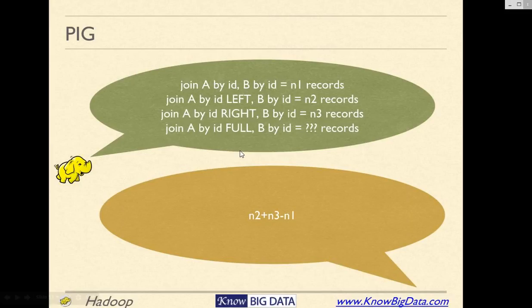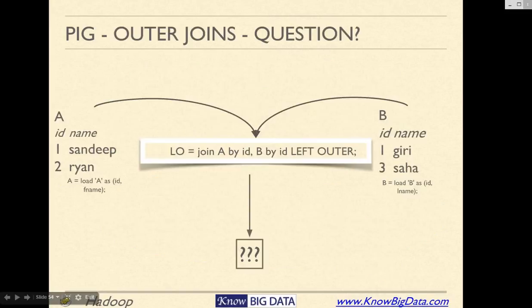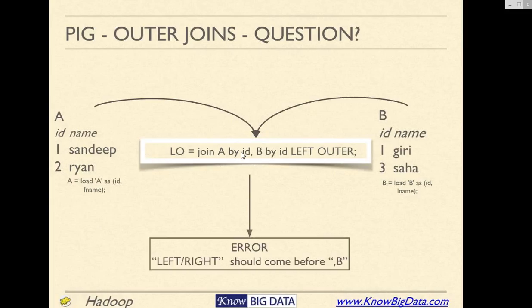And since it's a full outer join, all the common values need to be removed, right? Because we will get the common values only once. N2 plus N3 will have accounted for the common values twice as well. So we have to subtract N1 records. So am I clear? How did this come? Why is it N2 plus N3 minus N1? Okay, okay, great, great. Okay, so quickly, what will be the output of this command?